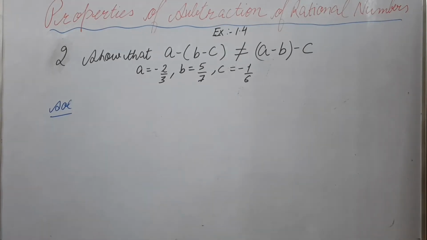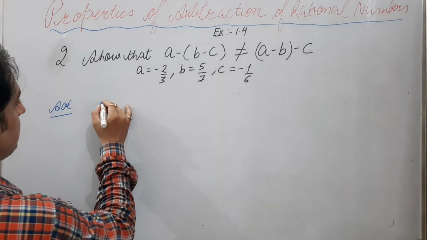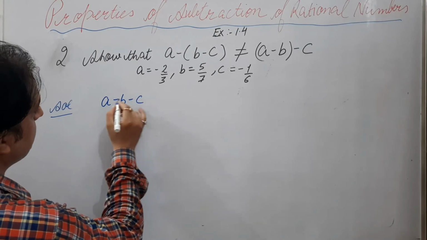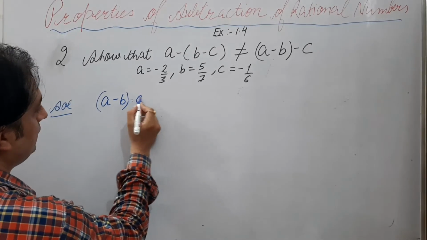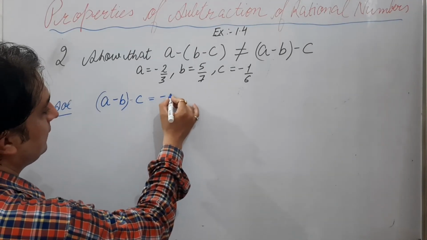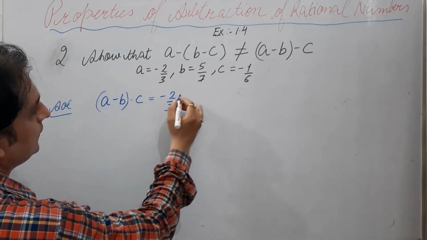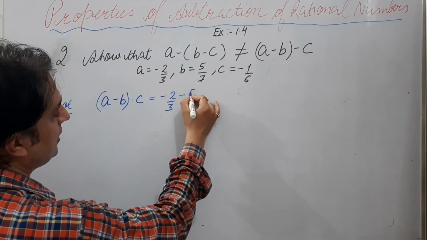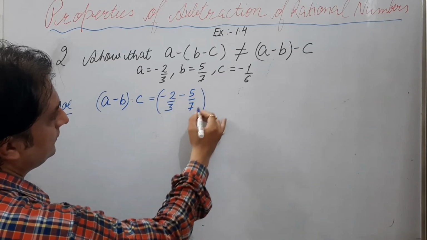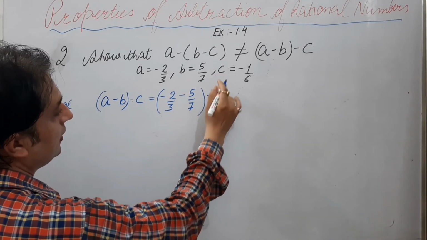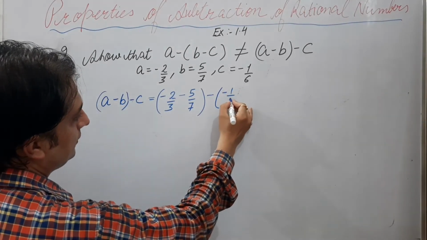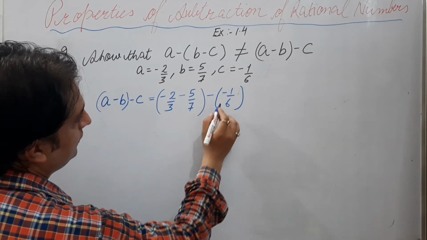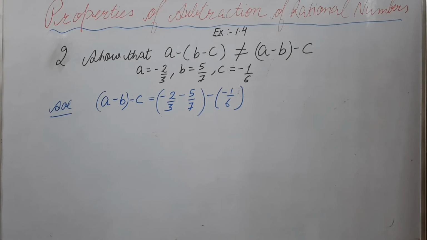Now we will see A minus B. Take the right hand side. What is the right hand side? That is A minus B minus C. This is grouped in a bracket. So I will write this one. Now write A, the first rational number, minus 2 upon 3, minus B is 5 upon 7. So group it in the bracket, minus, here C is the rational number, and write it in the bracket, 1 upon 6. Right? So firstly solve this bracket.